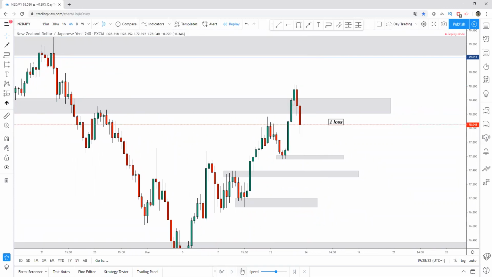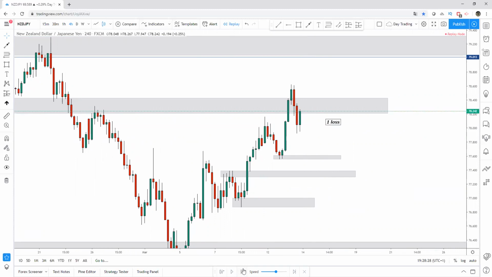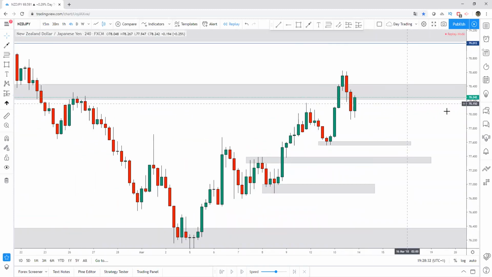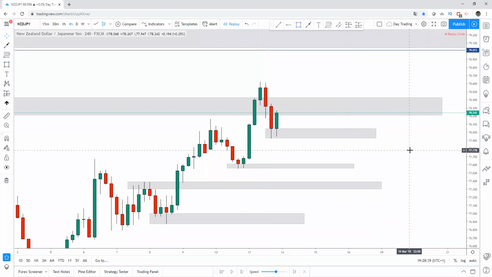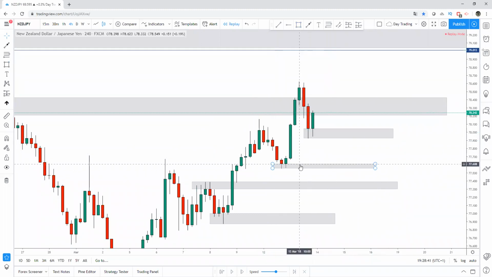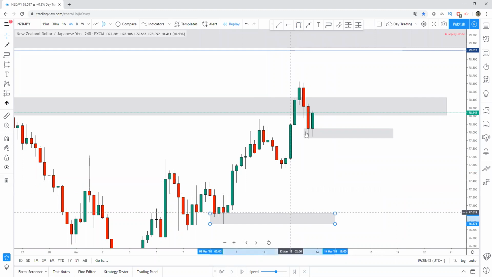Okay, so we have a little pullback, a nice pullback, very bearish. So right now we want to see some little candles. Okay, so this could be classed right now as a higher low as well. But are we going for it? No, I think no, because price action is already too far away. It's not like those two little candles.